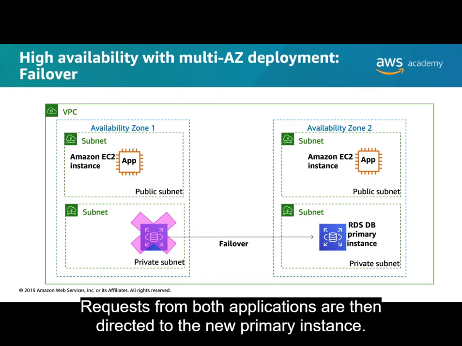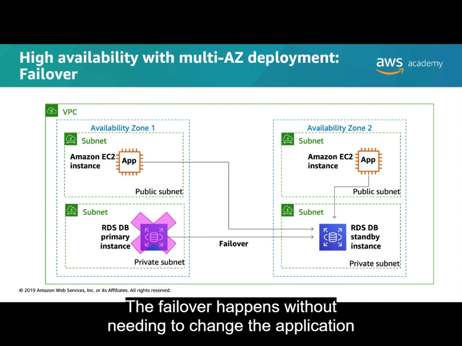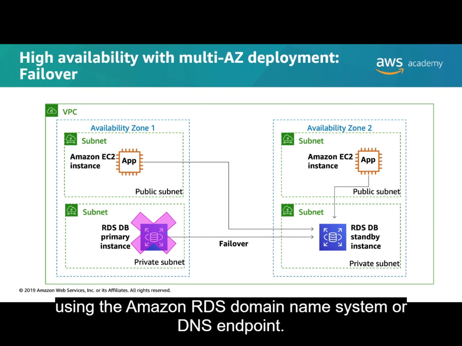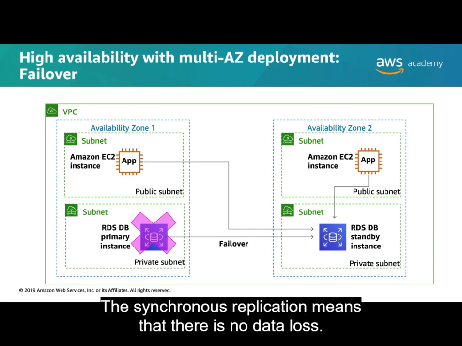Requests from both applications are then directed to the new primary instance. The failover happens without needing to change the application code because the requesting applications reference the database by name using the Amazon RDS Domain Name System, or DNS, endpoint. The synchronous replication means that there is no data loss.